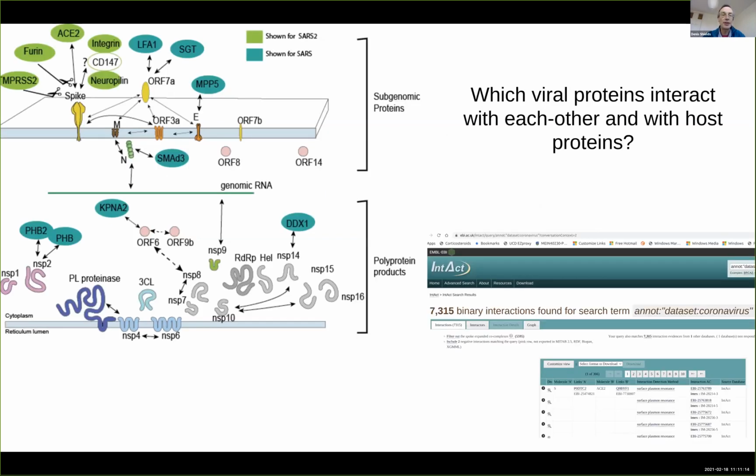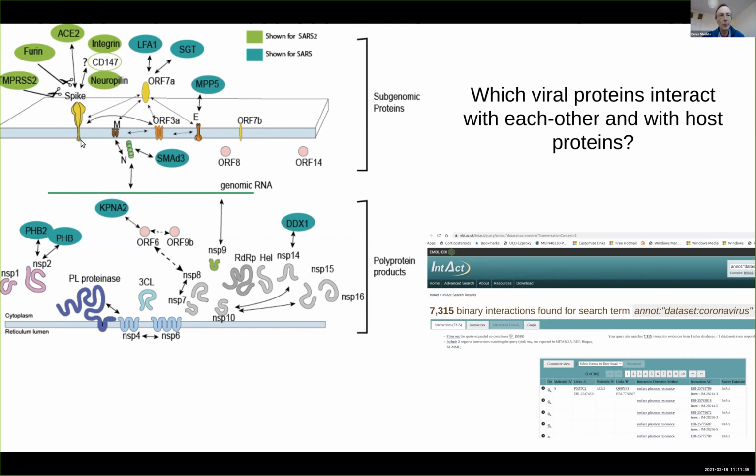Another way of thinking about it is saying, well, of these proteins, what do they interact with? What do they come in contact with? Do they alter the behavior of other proteins by binding to them? Do they come together to make larger machines? What do all these interactions mean? So here's just a really simple schematic of a few of the interactions of viral proteins.